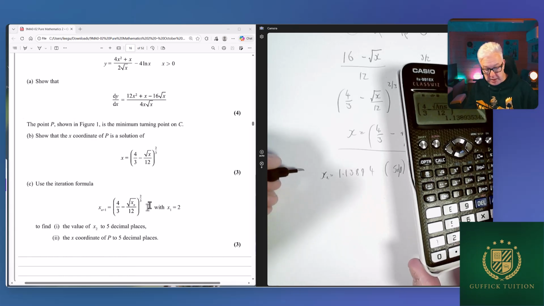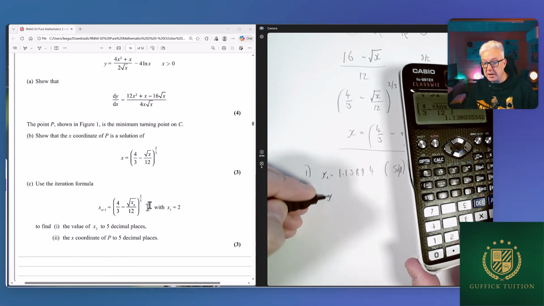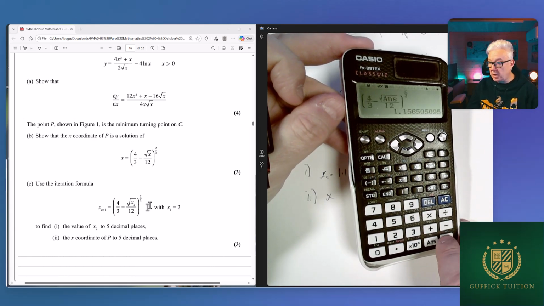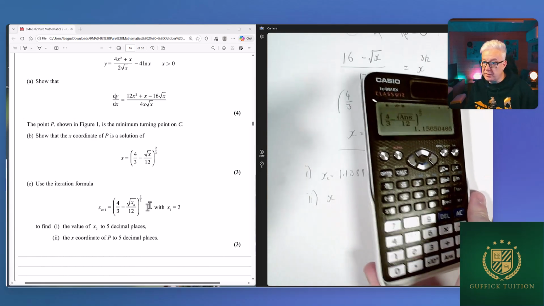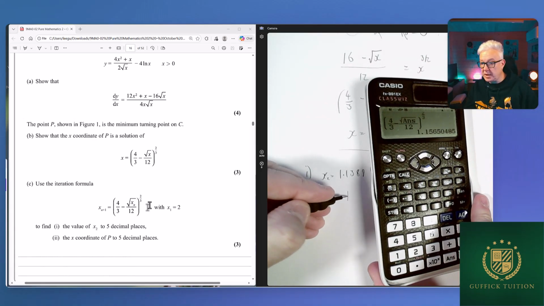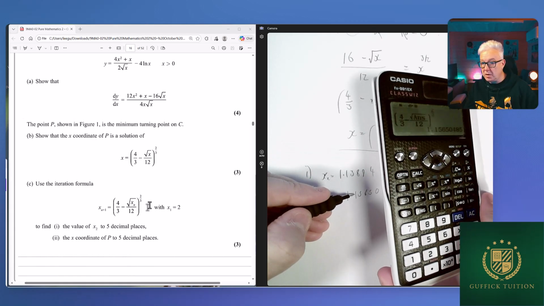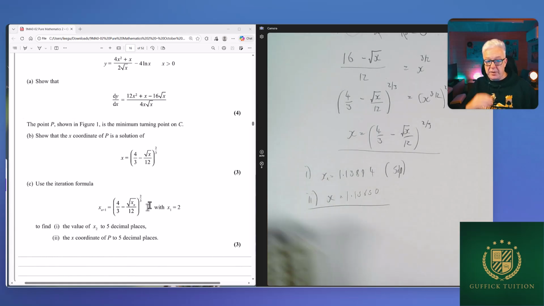Now for the next bit, it says we've got to give the x coordinate to 5 decimal places. So that means we just need to keep on pressing equals until the number's not going to change anymore. There we go, it's settled down to that solution. So I just now need to write that down to 5 decimal places. So that's going to be 1.15650. Yeah, and that's that done. Okay, that is that question done.